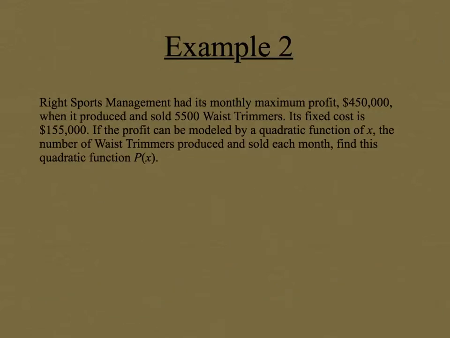In example 2, we're looking at Wright Sports Management, and Wright Sports Management had its monthly maximum profit of $450,000 when it produced and sold 5,500 waste trimmers. Its fixed cost is $155,000. If the profit can be modeled by a quadratic function of x, the number of waste trimmers produced and sold each month, find the quadratic function p of x.